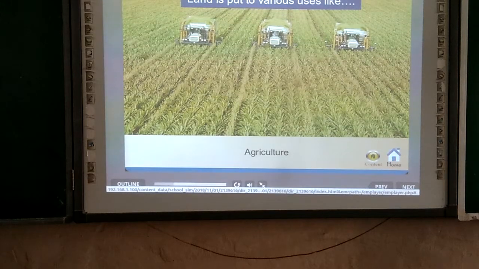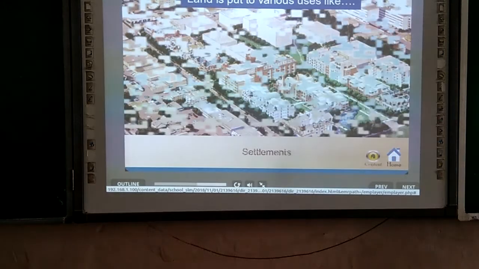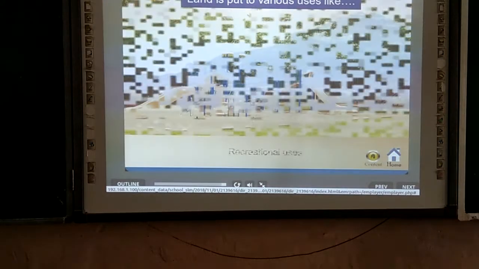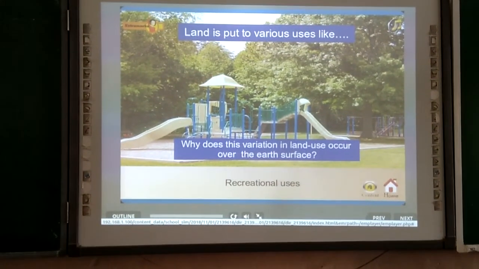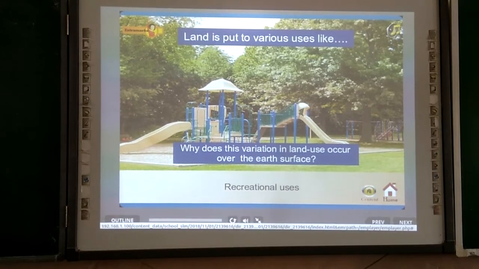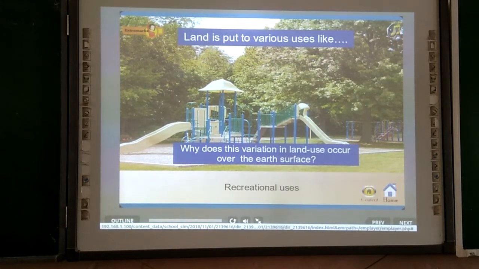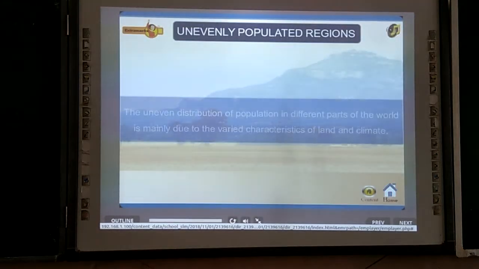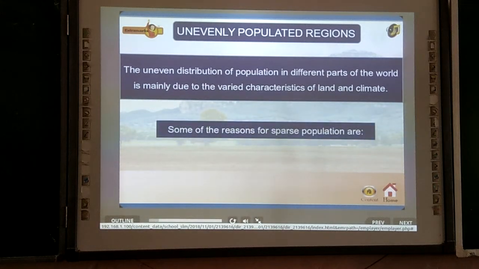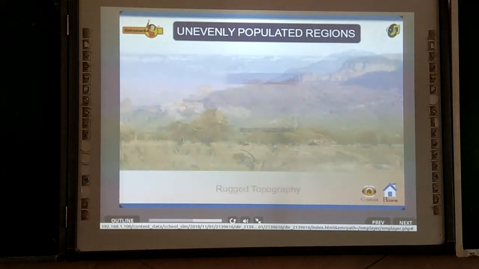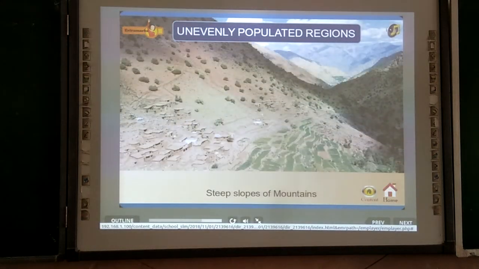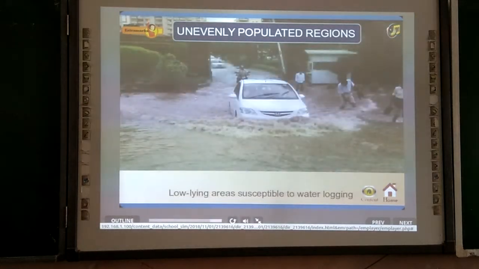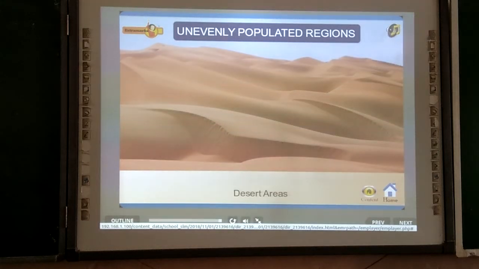Land is put to various uses like agriculture, forests, settlements, industries, recreational uses. Why does this variation in land use occur over the Earth's surface? Let us find out. Let us know about unevenly populated regions. The uneven distribution of population in different parts of the world is mainly due to the varied characteristics of land and climate. Some of the reasons for sparse population are rugged topography, steep slopes of mountains, low-lying areas susceptible to waterlogging, desert areas, thick forests.